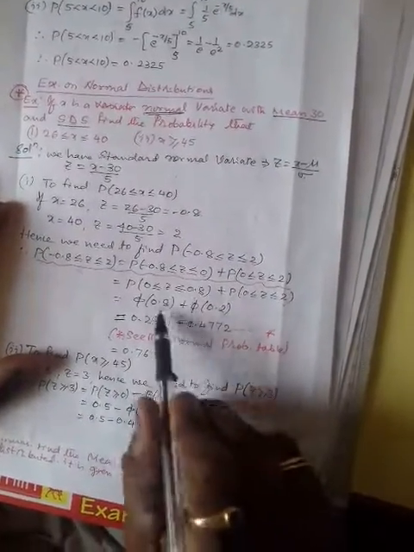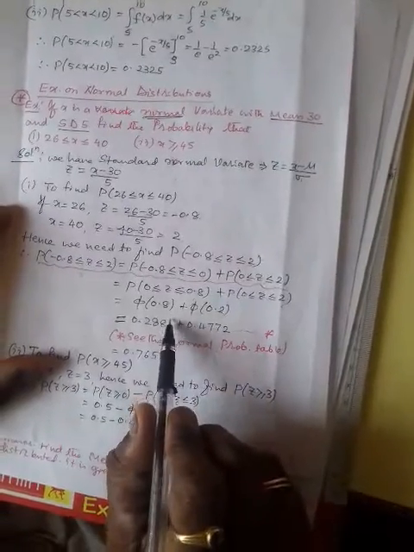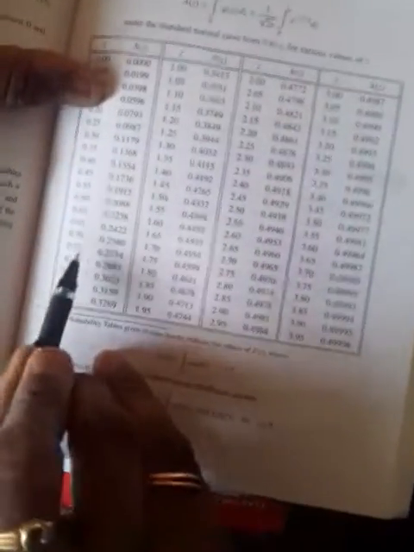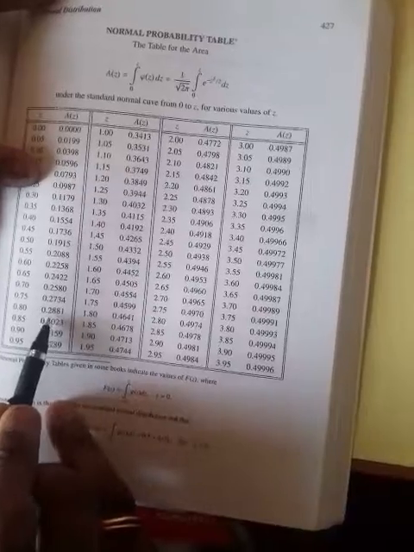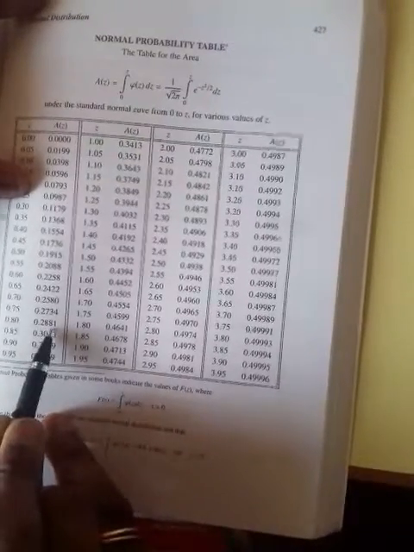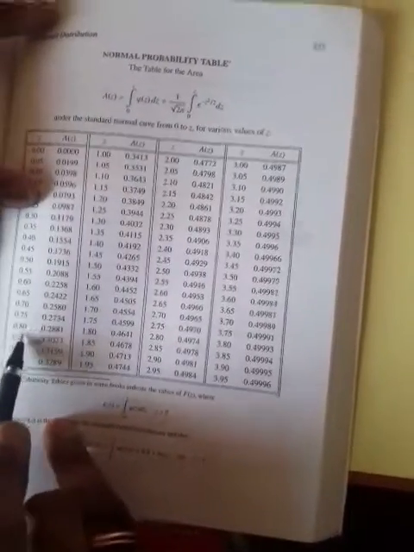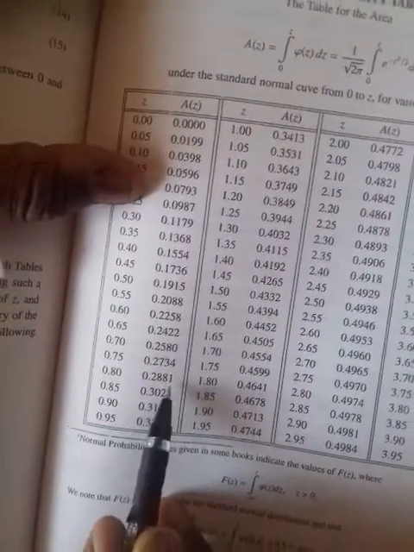Refer here. How to get the phi of 0.8 from the normal distribution? Let me consider the normal distribution. What we need? We need phi of 0.8. From the normal probability table, find phi of 0.8. How much is it? 0.2881. Are you seeing it properly? Refer to this one. Phi of 0.8 is equal to 0.2881.